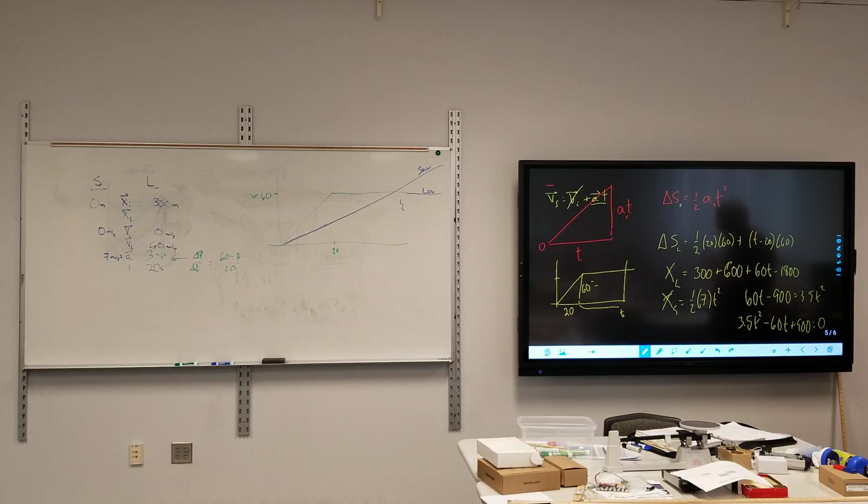Oh, what? What's 6 times 2? 12. Not 18. So this becomes... no wonder I was negative 300. That becomes 300.